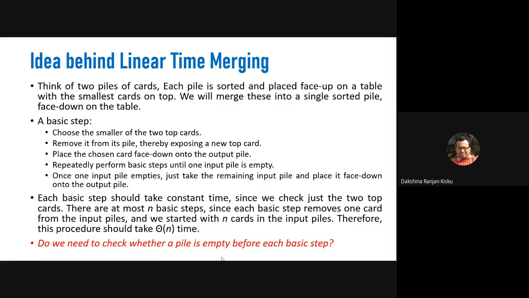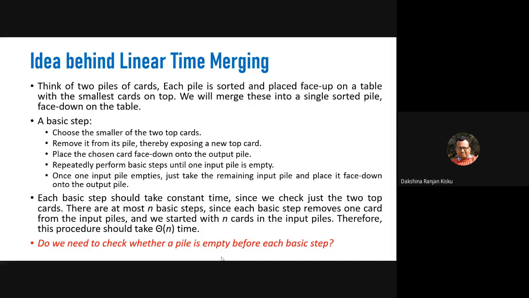Now here we will look at the basic step. First we choose the smaller of the two top cards. Then we remove it from its pile, thereby exposing a new top card. That means when we remove the smaller card from the two sorted piles, we will expose a new top card. Then we place the chosen card face down onto the output file. This output file is nothing but the sorted sequence.